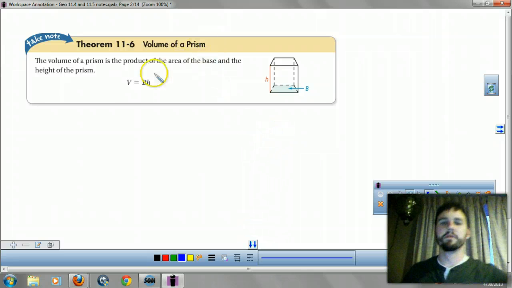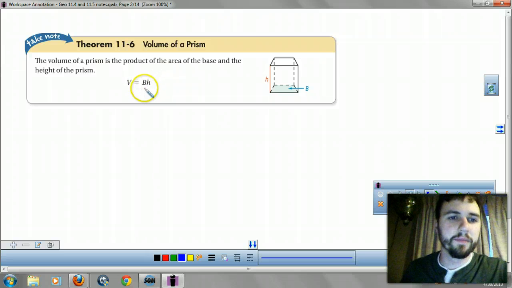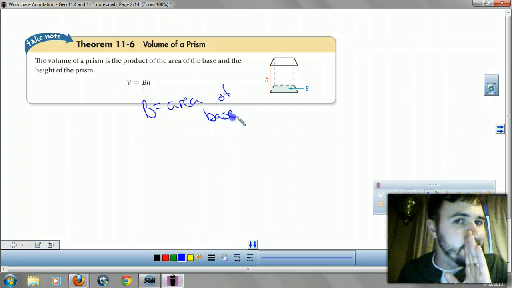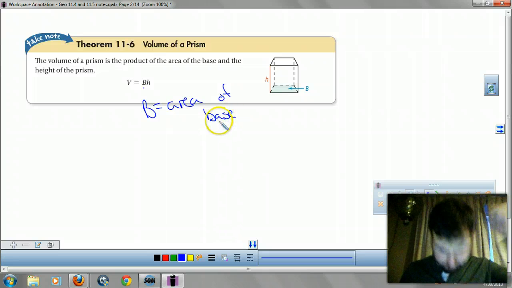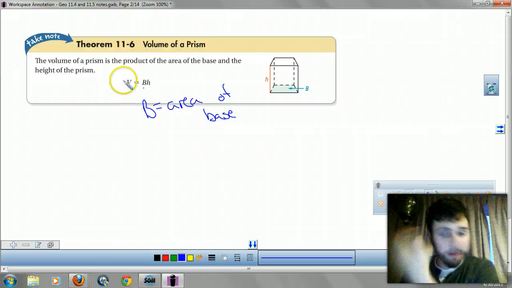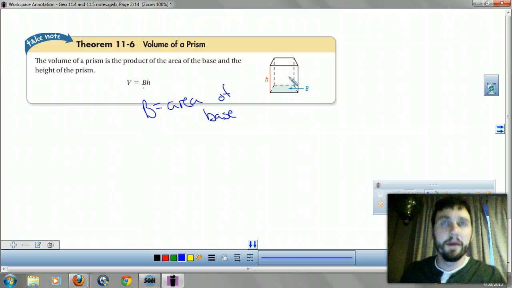The volume of a prism is V equals B times H, where B equals the area of your base. This is actually the surface area. Okay, that's all there is to it. And then you take your base times the height, ba boom, ba bing, you have how much the box holds.